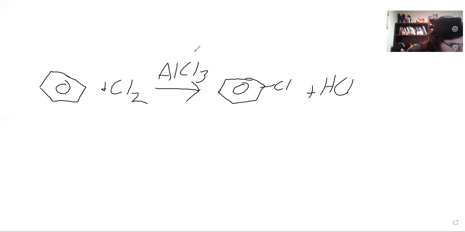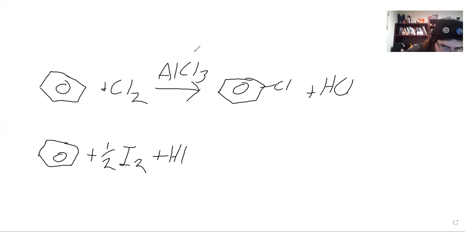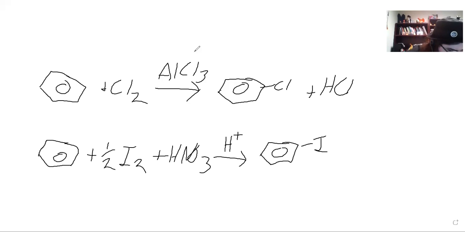Iodination. The iodine is a little bit different. It's going to need an acidic oxidant. This one is not catalytic, so it actually requires a reactor. So we're going to have a half equivalent of iodine, nitric acid. In acidic medium, it's going to form our iodobenzene, and it's going to form NO2 gas and water.